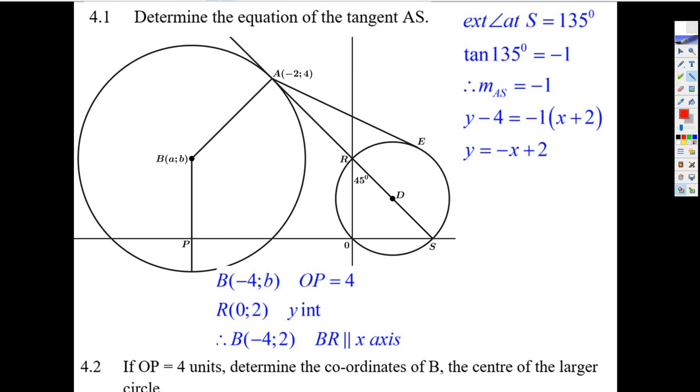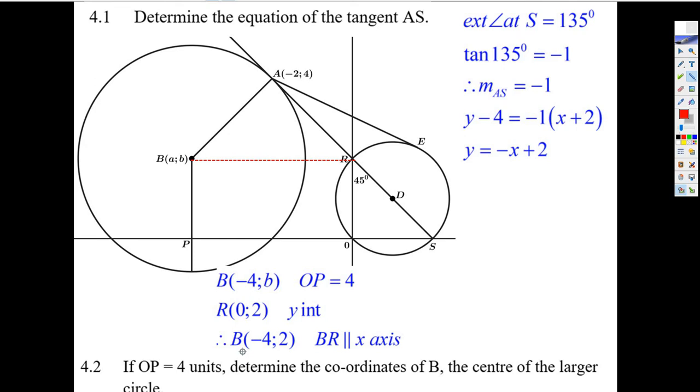So now this last question here says, if OP is 4 units, determine the coordinates of B. Well, the distance OP is 4 units, but I'm going to the left. So the x-coordinate's got to be -4. So B is -4 and something. But we just figured out that R was 2. And remember I said that this was parallel, so it's right at the same level. So if that's 2, it's got to be 2 over there.